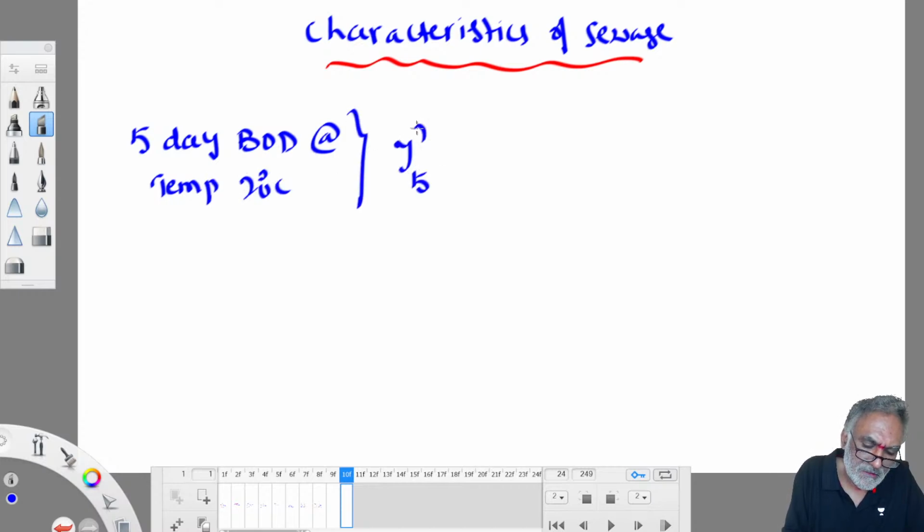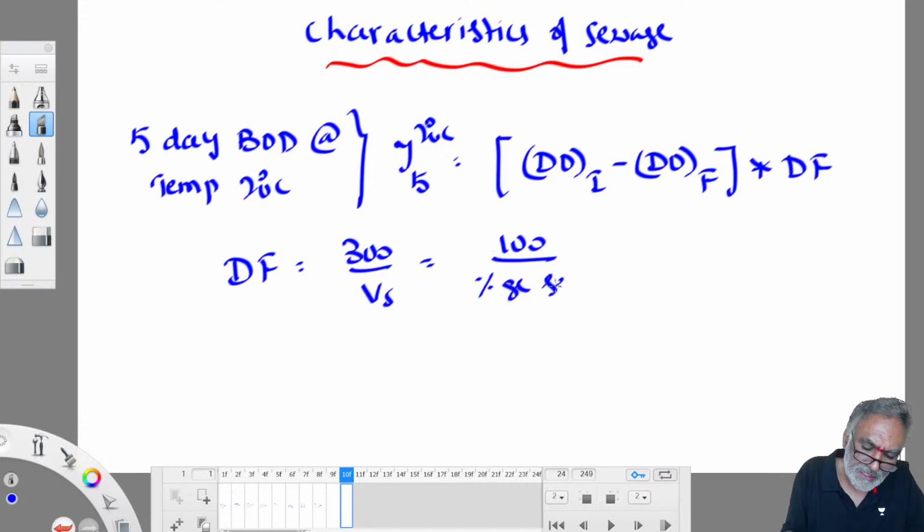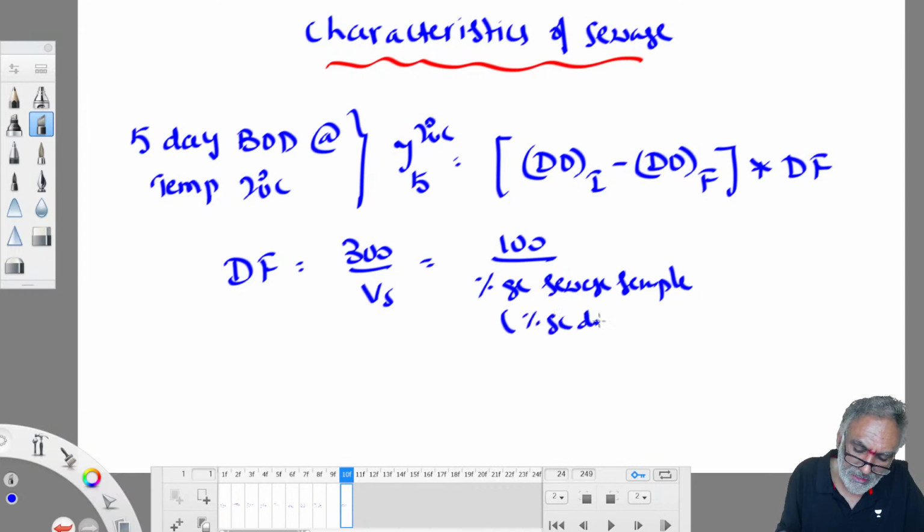In the laboratory we work out by measuring initial DO and final DO. This is to be multiplied with the dilution factor, where DF is equal to 300 by Vs, or 100 by percentage sewage sample tested, or percentage dilution. You can also write it as percentage dilution. How much diluted? 2% dilution or 3% dilution, something like that. Okay, this is the laboratory model.